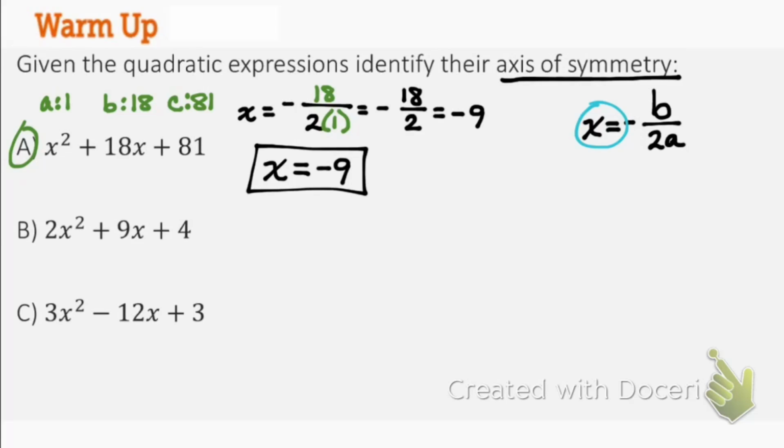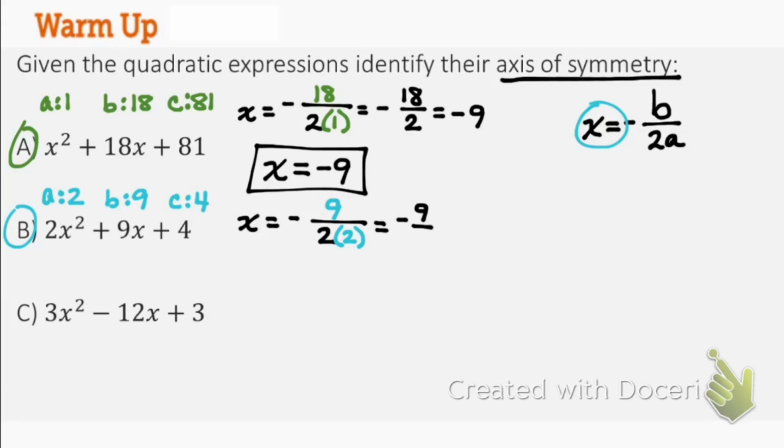What about on part B? What are the values for A, B, and C here? A is 2, B is 9, and C is 4. So we're going to substitute in what goes up on the top. 9. 2 times 2. Can I simplify that at all? Yep, I would have negative 9 divided by 4. I can leave it just like that.